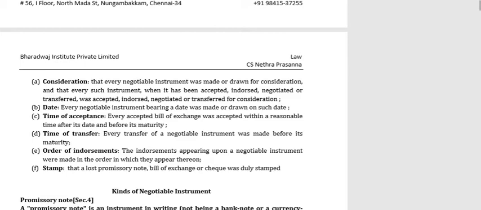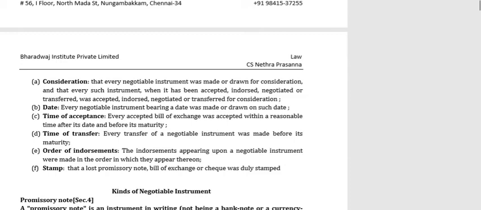Okay. Now, date. The negotiable instrument must have a date. Time for acceptance: every accepted bill of exchange was accepted within a reasonable time after its date and before its maturity. Time of transfer: every transfer of a negotiable instrument was made before its maturity. The endorsements appearing upon a negotiable instrument were made in the order in which they appear thereon. Stamping: a lost promissory note, bill of exchange, or a check was duly stamped.